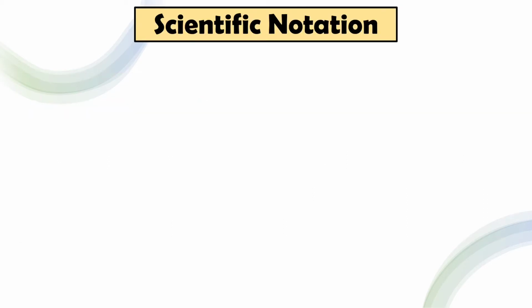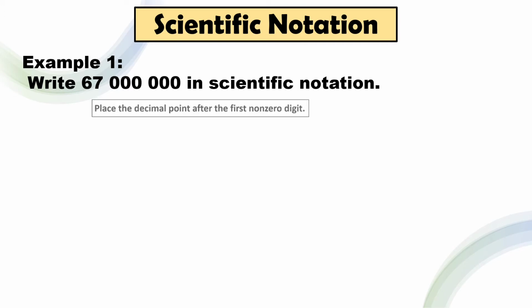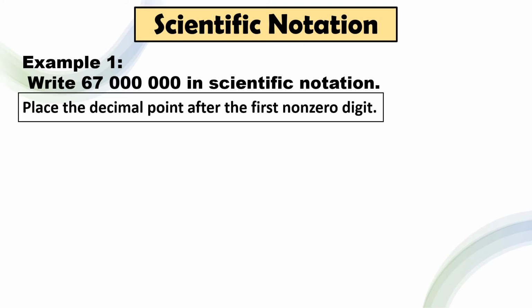Let us have the examples. Let us answer example 1. Write 67 million in scientific notation. Always remember, ginagamit natin ang scientific notation if A is less than 10 but greater than or equal to 1. Okay? So, we have the steps.